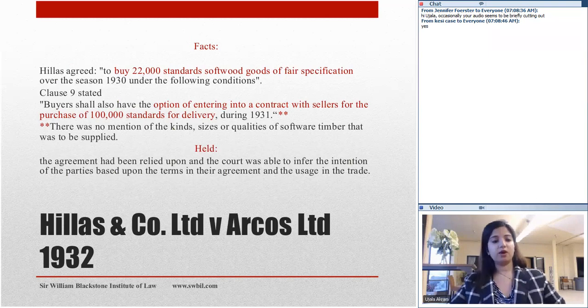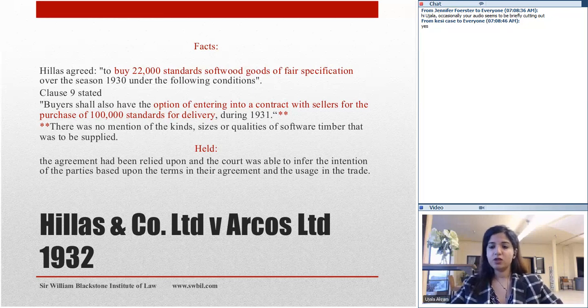Now it is useful to compare the case that we just discussed, Scammell versus Alston, with Gila and Company Limited versus Arcos. Again, look at the facts of the case on the slide and pay attention to the highlighted phrases. So in this case, an agreement to buy and sell timber contained two important terms, and those two important terms are in red in the facts of the case on the slide.